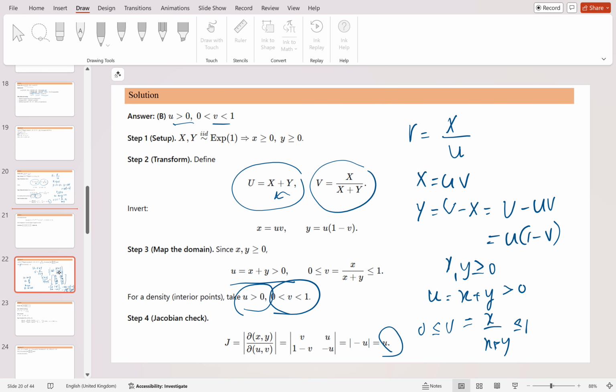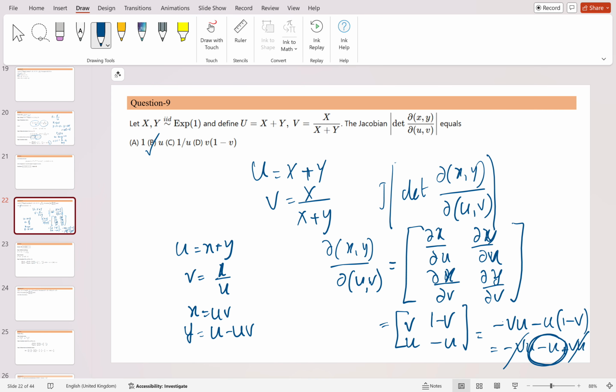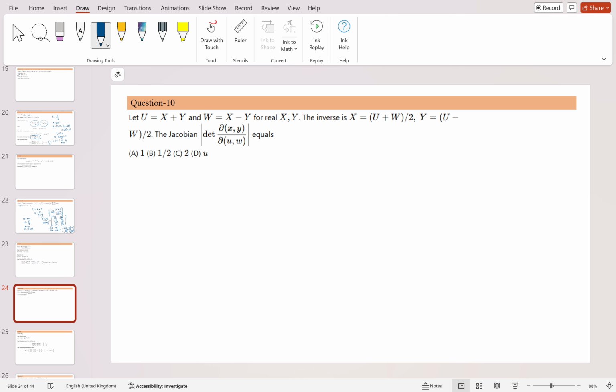Okay, in this problem you just need to know how to do partial differentiation, then find the Jacobian, and then apply the mod. But you have to convert into the xy format, so that it will be easy to do the partial differentiation. Okay, let's move forward, try to solve this problem, a similar problem, but written in a different style.